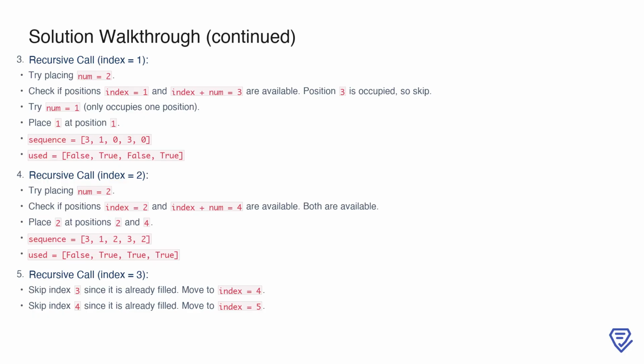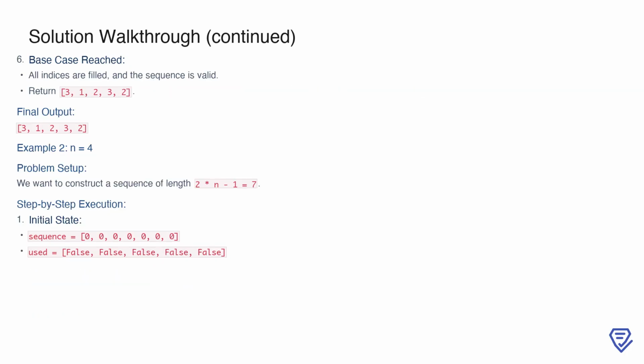At index equals 3, we skip it since it's already filled with 3, and at index equals 4, we skip it as well because it's filled with 2. Finally, we reach index equals 5, which is beyond the sequence length. At this point, we've reached the base case because all positions in the sequence are filled, and the sequence is valid. The recursive process concludes, and the resulting sequence is 3, 1, 2, 3, 2.